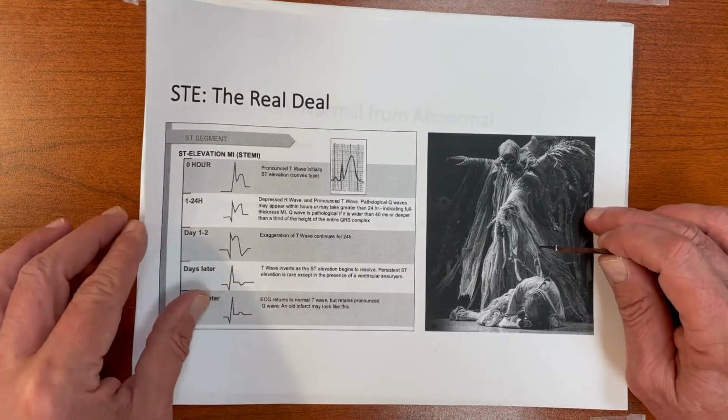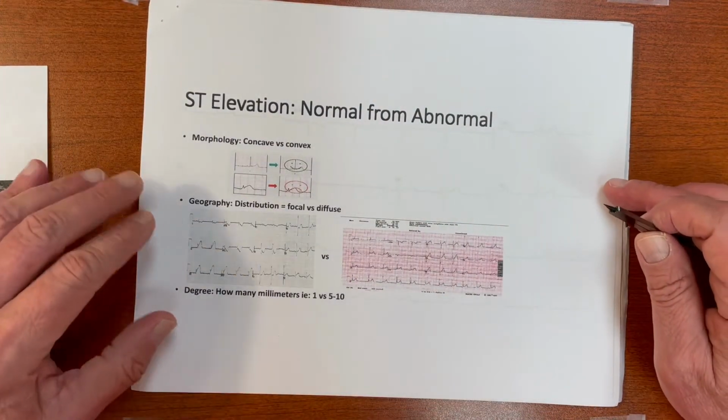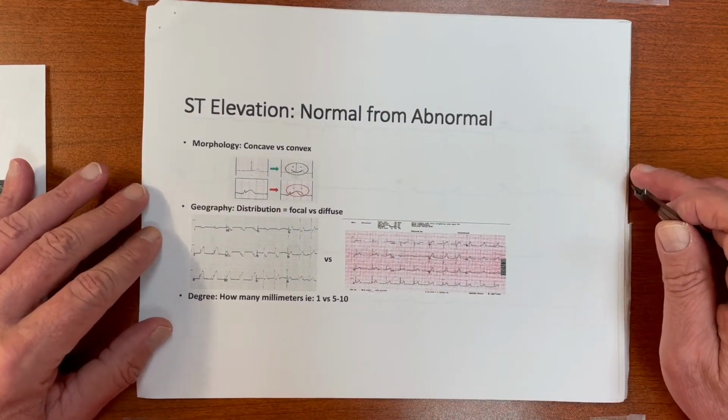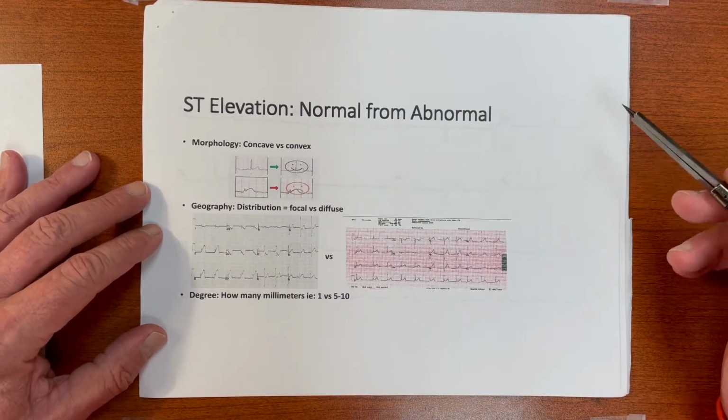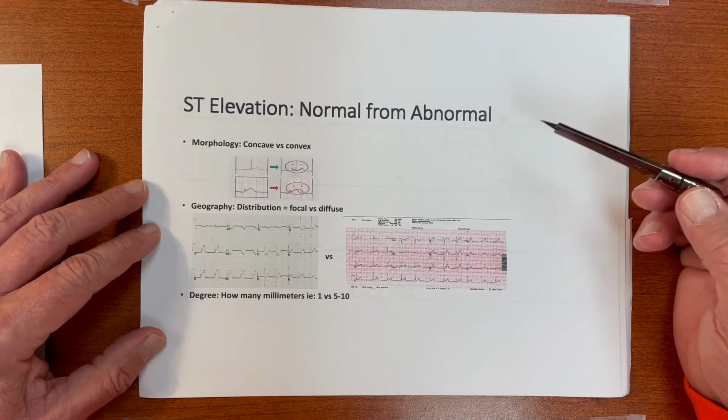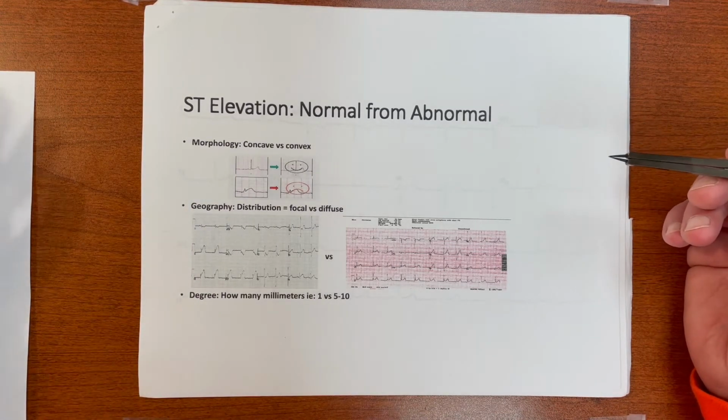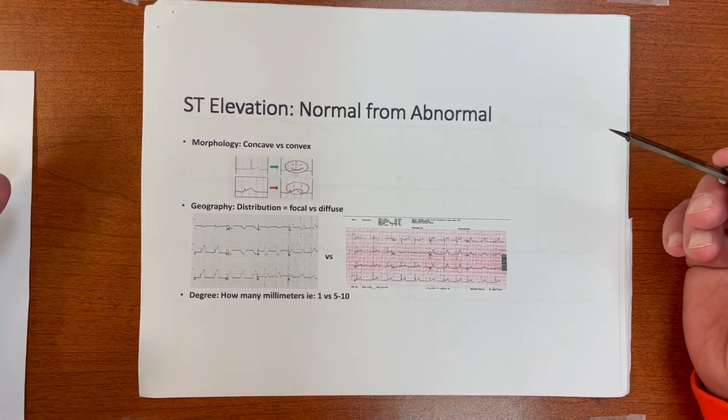So let's talk about what those are. Normal from abnormal ST segment elevation. We look at three things, folks, and you've got to kind of get the concept. And just remember, the EKG can only show you so many things, right? It can only show you size, morphology, geography.